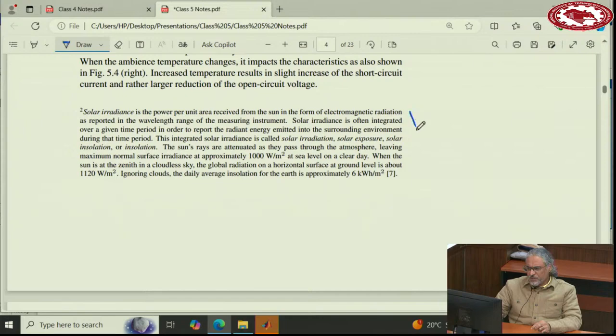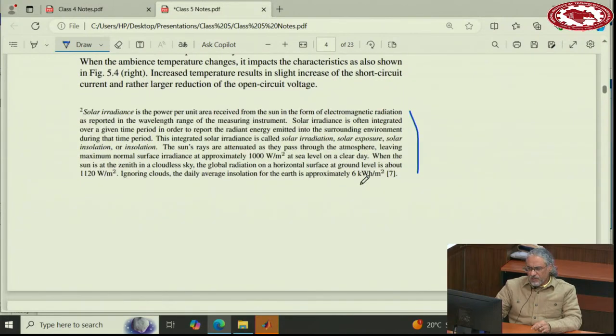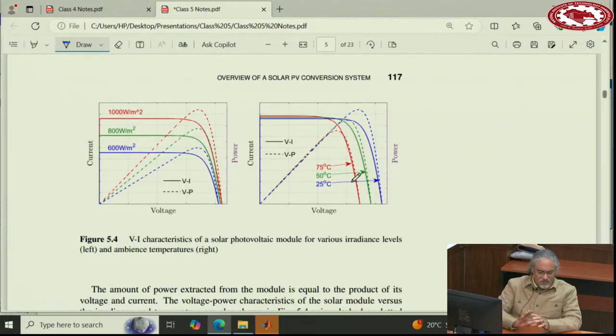More definitions about irradiance and other things you can find here. Now, this characteristic is a function of two main parameters. One is the irradiance. Obviously, if the sun is stronger, the current and the power are more, almost linearly. You see, when you go from 600 to 800 to 1000 as far as irradiance, the characteristic goes up and the power goes up almost in proportion.